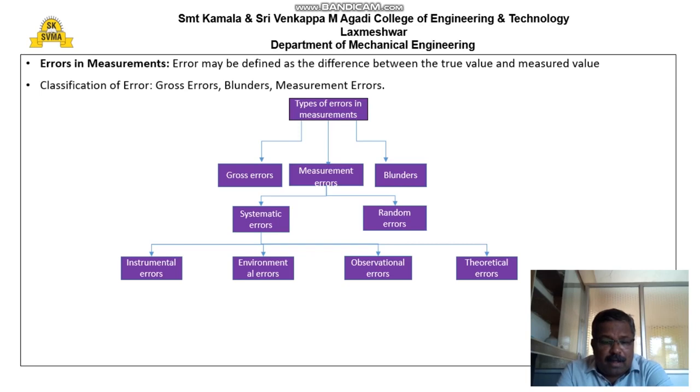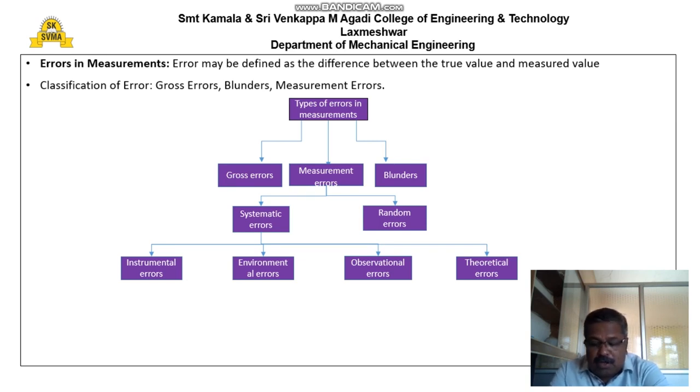Instrumental errors. To avoid these, we are going to do frequent calibrations. Once we have done the periodical calibration, the instruments give accurate readings. Instrumental errors occur due to the wrong construction of the measuring instruments. These errors may occur due to hysteresis or friction. These types of errors include loading effect and the misuse of the instruments.